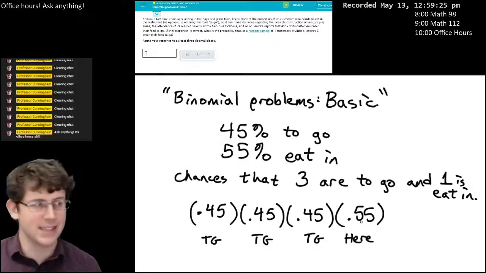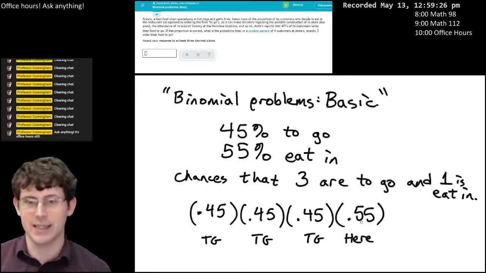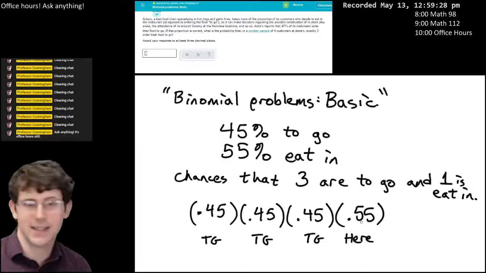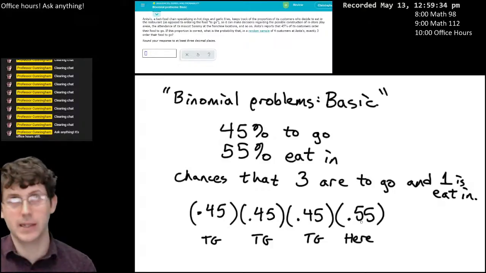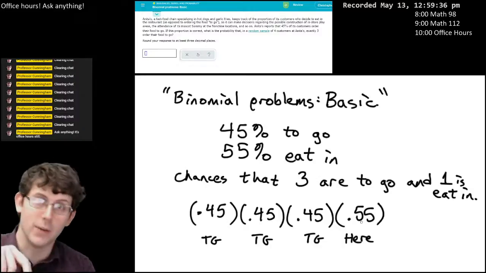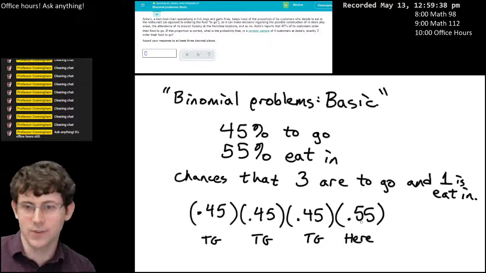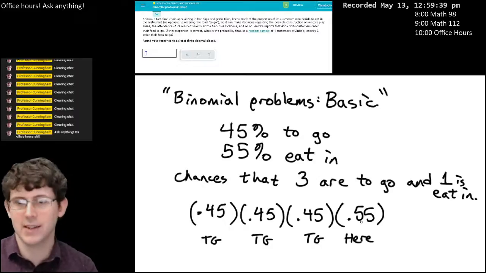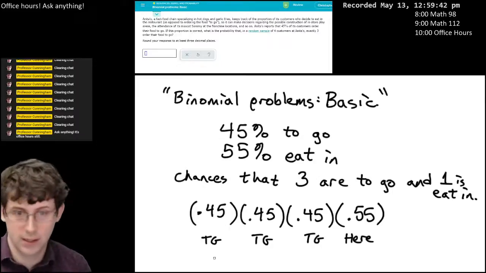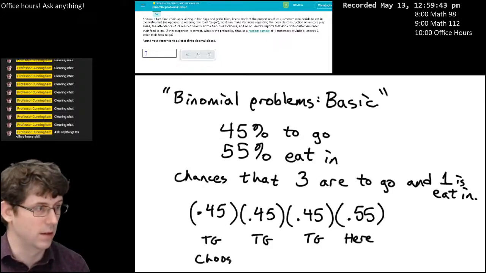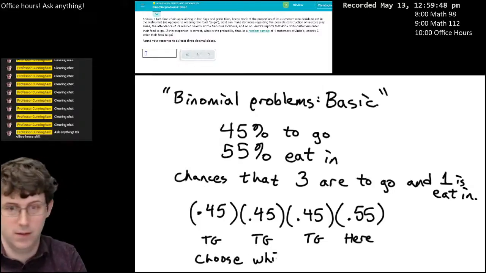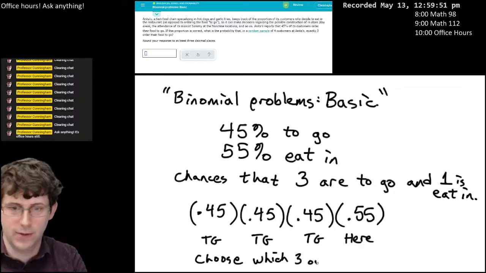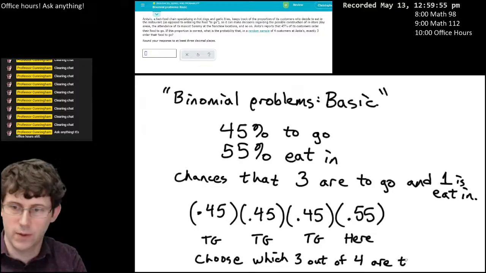Well, there's lots of different orders that could happen here. It doesn't necessarily have to be to go, to go, to go, and then eat in. It could be that the eat in was the second one, or it could be that the eat in was the third one. Basically, there's lots of ways to choose which 3 out of 4 are to go.